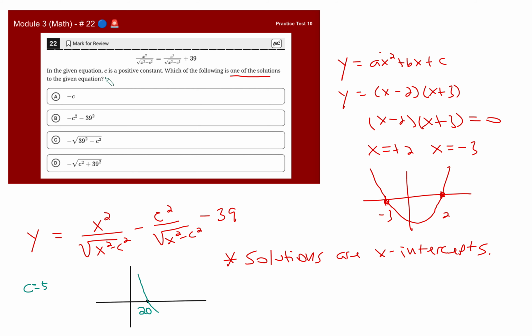Well, it says here C is a positive constant. So let's say C was 5, and this 5 gave us an x-intercept of 20. Then what you would do from there is plug C into all these options, to that one, to that one, to that one, and to that one. Whichever one gave you the answer of 20, once you plugged in that C value, would be your answer. Okay, so let's do it with the real values.